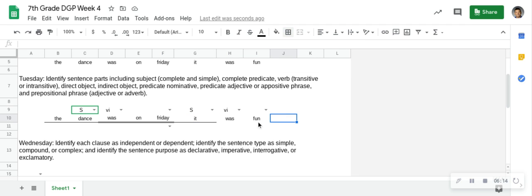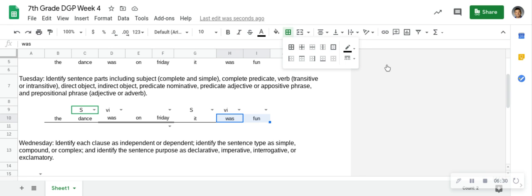So since we have the complete subject of the second clause, what is the complete predicate? Just fun? Okay, yeah, you've got to have the verb in there as well. So was fun. So we'll take was fun and again, double underline it. Okay. All right. So we have Friday and fun with a tab above it.